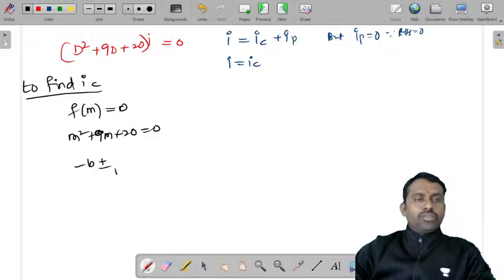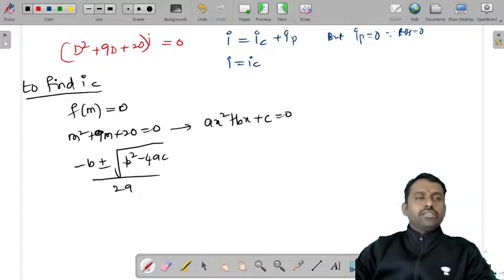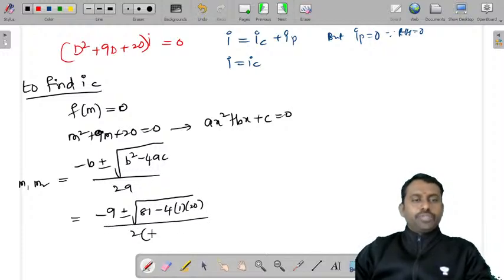Minus b plus or minus under root of b square minus 4ac by 2a. This is in the form of ax square plus bx plus c, where the a value is 1, b value is 9, c value is 20. So this is m1 comma m2, two roots. So minus 9 plus or minus root of 9 nines are 81 minus 4 into 1 into 20, by 2 into 1.